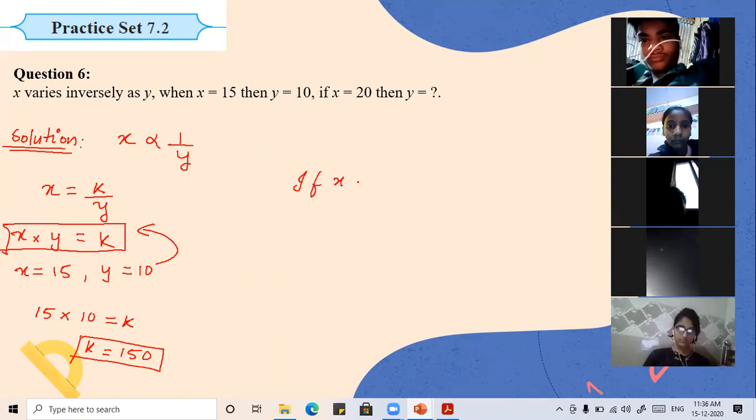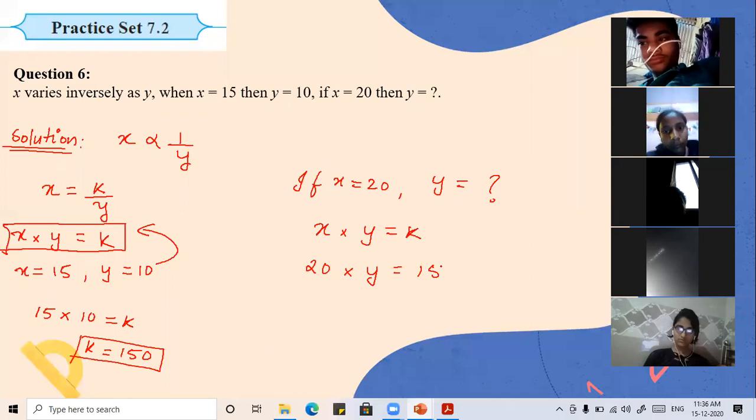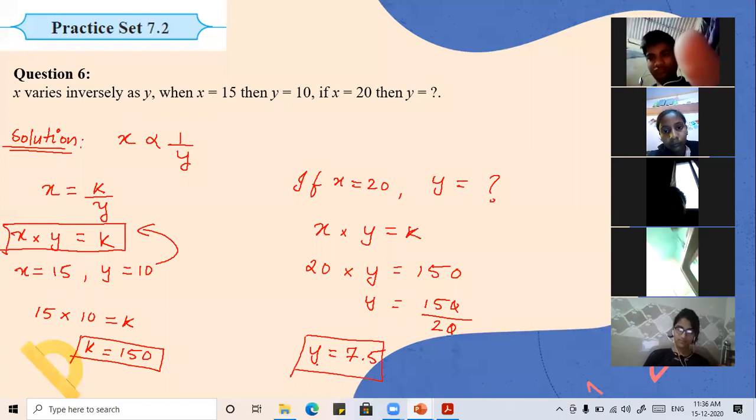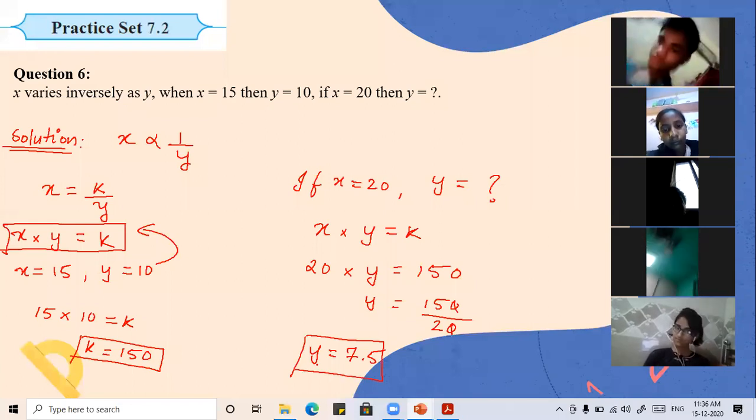Now, if x is 20, we have to find out the value of y. Use your equation x into y equal to k. x is 20, y keep as it is, and k we just found out, that is 150. So y is equal to, if you take 20 on the other side, it will get divided, 150 divided by 20. 15 divided by 2 is 7.5. So this is the value of y, 7.5. Go through this sum.